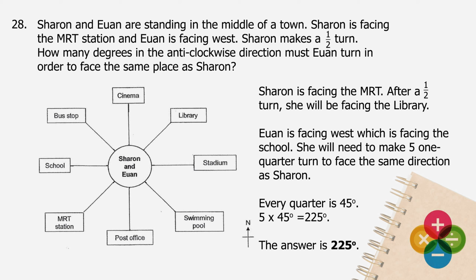Sharon is facing the MRT. After half a turn, she will be facing the library. Ewan is facing west, which is facing the school. He will need to make 5 quarter turns in order to face the same direction as Sharon. Every quarter is 45 degrees. Multiply 5 by 45 degrees. The product is 225 degrees. The answer is 225 degrees.